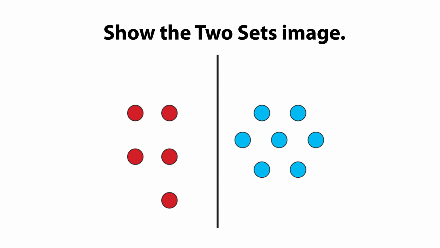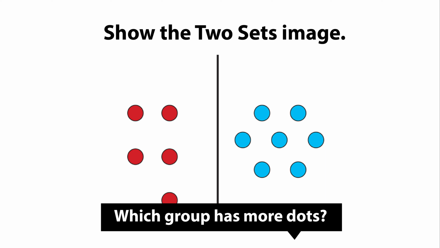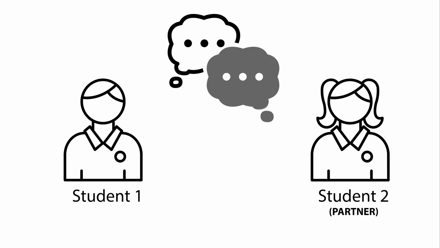Launch the activity by showing students the two sets image. Tell students that there are two groups of dots here, a group of red dots and a group of blue dots. Ask students which group has more dots. Give students a chance to think independently and then turn and talk to a partner.